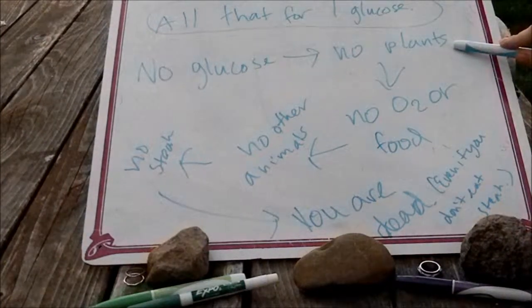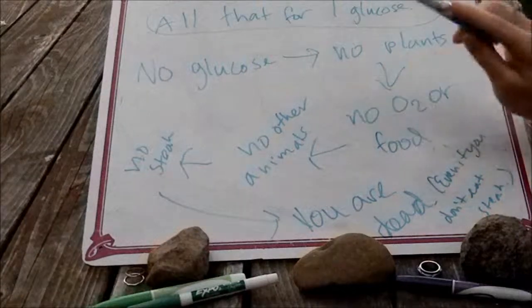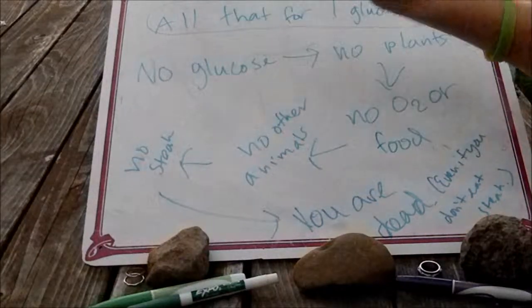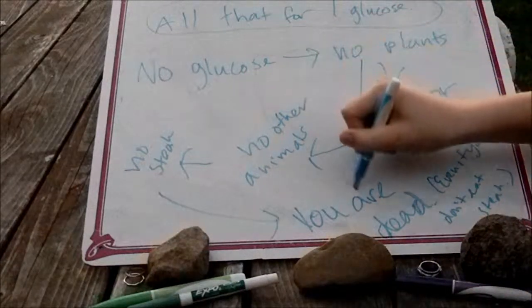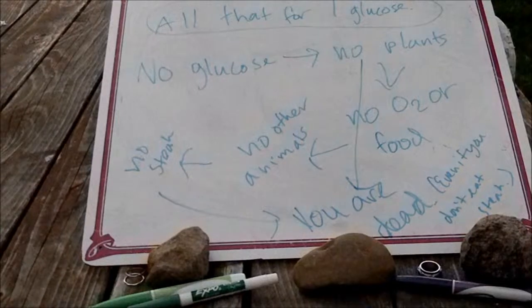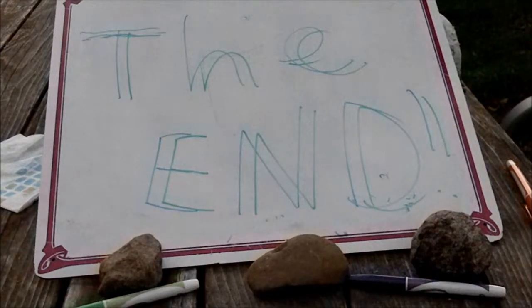If we have no glucose, we have no plants, which means no O2 or food, which means no animals, which means no steak, which means you are dead, even if you do not eat steak. So, no plants means you are dead. The end! Thank goodness.